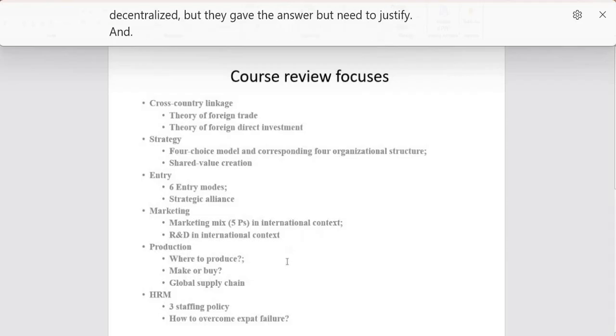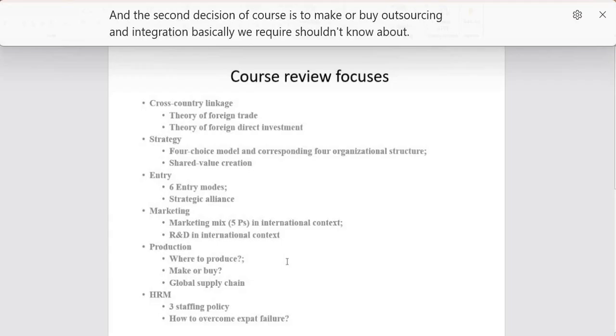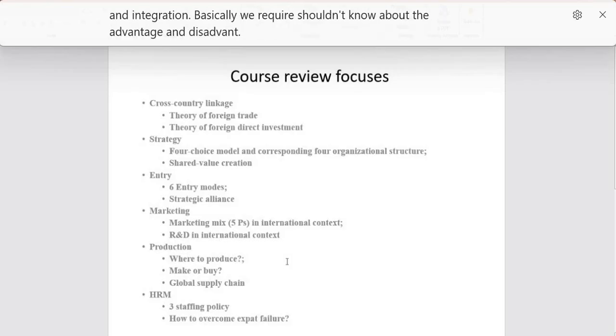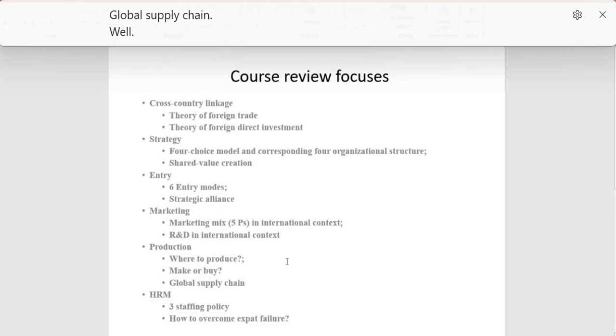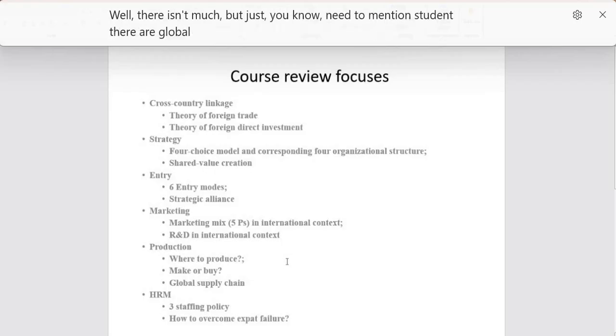And the second decision, of course, is make or buy, outsourcing and integration. Basically, we require students to know the advantages and disadvantages of each. And so when they make a decision, they can justify their decision. Global supply chain, well, there isn't much, but we just need to mention to students that there are global supply chain management issues like just in time and so on.